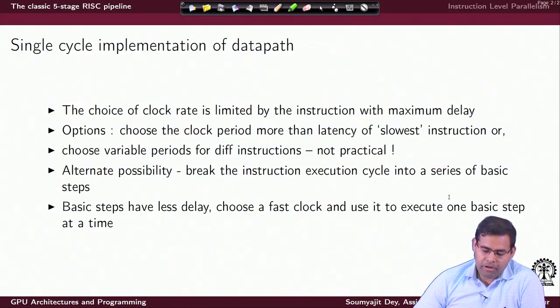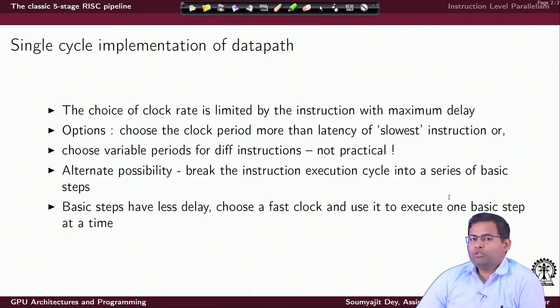Now, even if we do that, we still have a problem, because we may have a system where I have multiple possible instructions to execute. Some of them are very slow in terms of hardware latency, some are very fast, but since I have chosen the clock period so that it can execute the slowest instruction, even for the faster instructions I suffer the delay of the slowest instruction. So, that leads to a very conservative design.